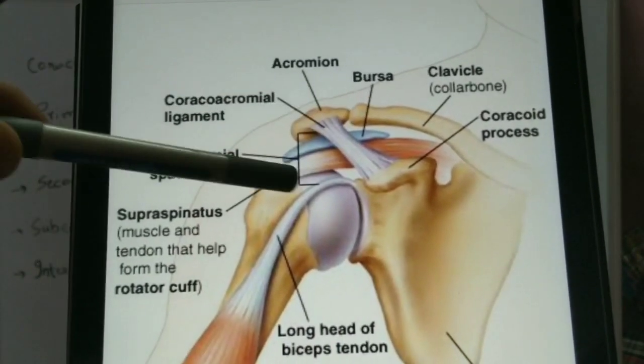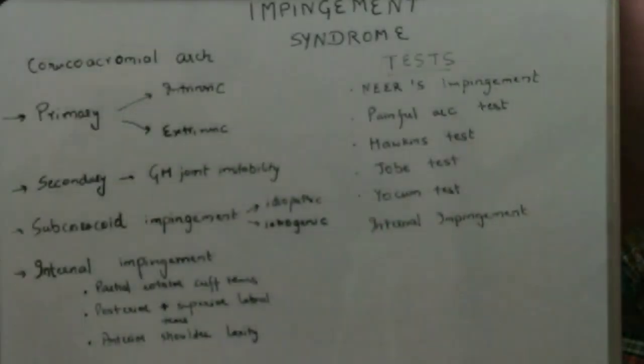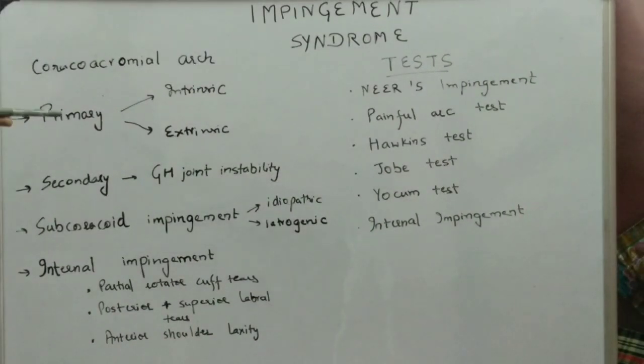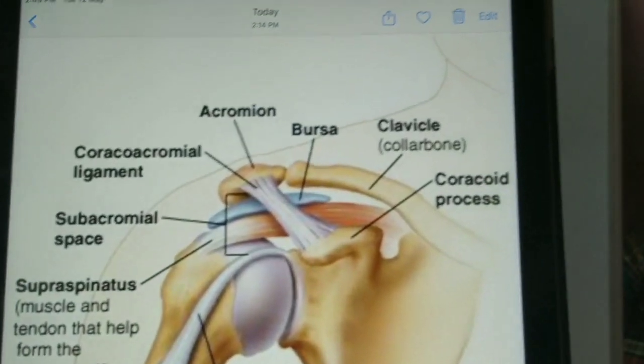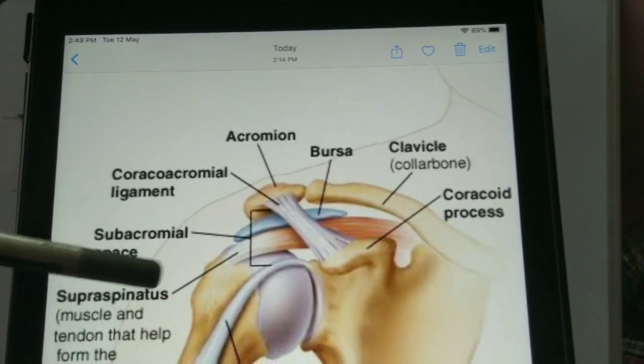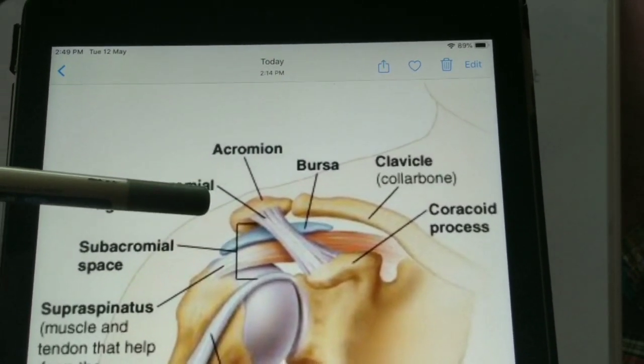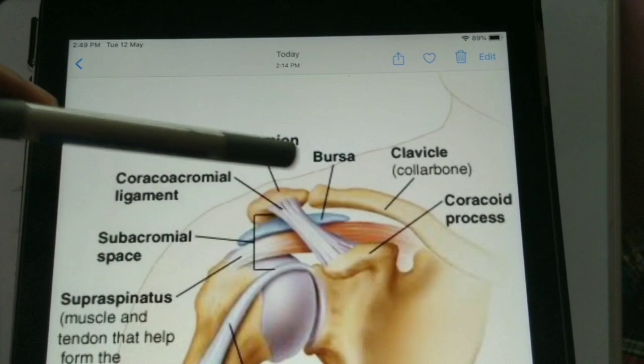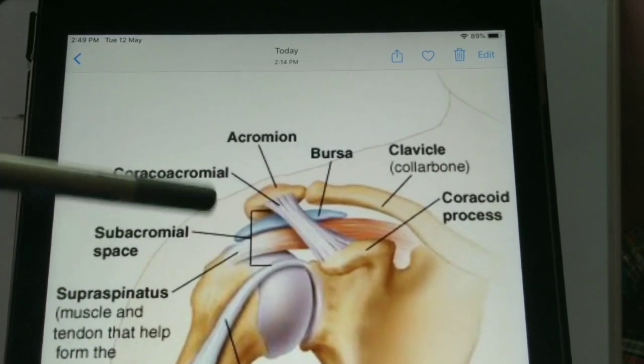So impingement occurring in this region, of the supraspinatus tendon and the bursa, is known as subacromial impingement syndrome. We have classified it into primary and secondary. In the primary, the disease process is inside the subacromial space or the coracoacromial arch itself, and in secondary it is outside the coracoacromial arch. In primary, we again have intrinsic and extrinsic types. In the intrinsic type, the structures of the subacromial space are diseased, but in the extrinsic type, the overall space from the walls is decreased.